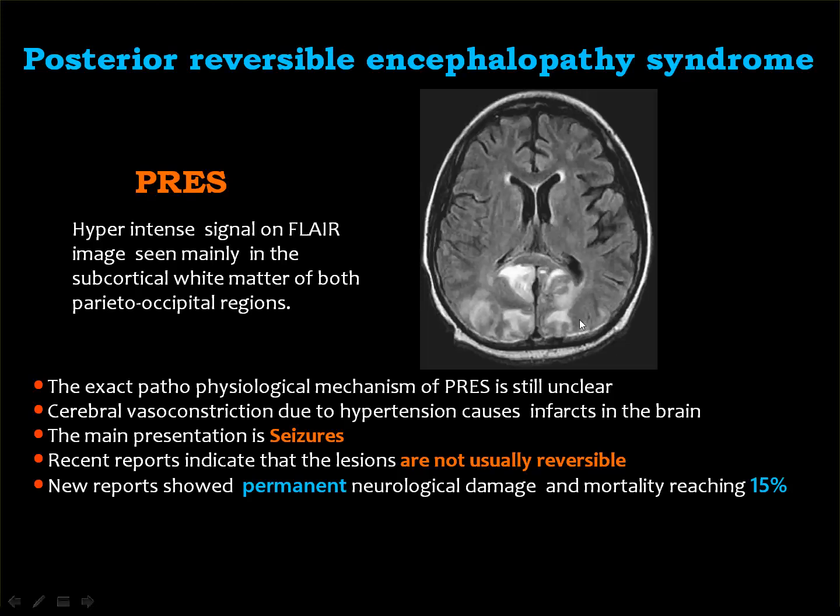Then, if you have a diffusion weighted image, and you see that there is diffusion restriction, meaning that the lesions are ischemic, not edematous. If you get diffusion free, meaning that the lesions are edematous and not ischemic. What is the value of this? You know, if the brain is edematous and you succeeded in lowering the blood pressure, then the edema will improve and the lesions will regress.